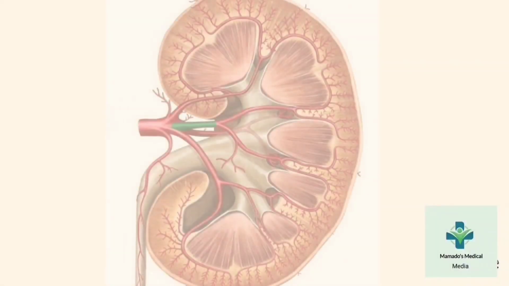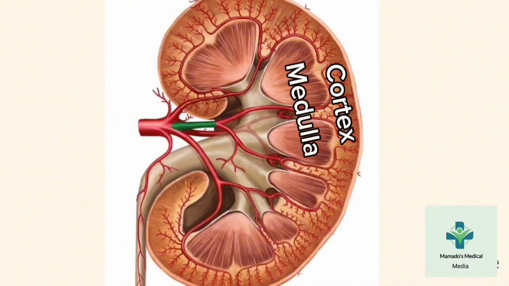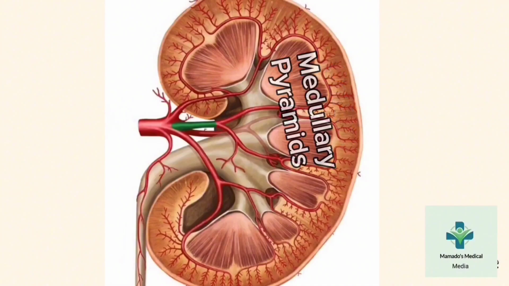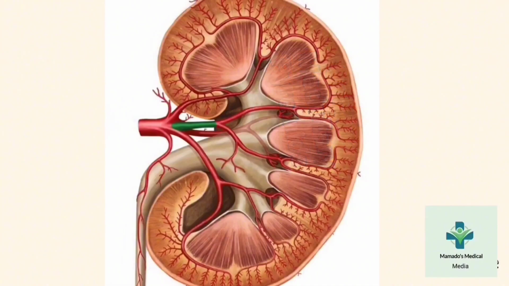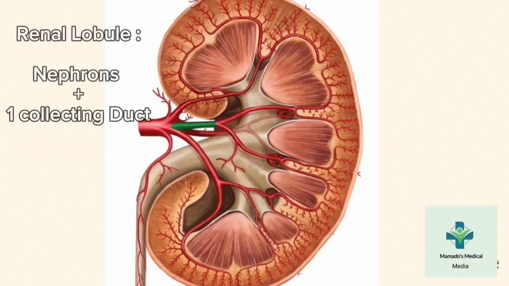In this video, we are diving into the blood supply of the kidney and the two main types of nephrons you must understand. Remember, the kidney has two main regions: the cortex, which is the outer layer, and the medulla, the inner core made up of pyramids. As mentioned in our previous videos, each renal lobe includes a medullary pyramid plus the cortex above it. And within that, we have renal lobules, which are clusters of nephrons draining into one collecting duct.